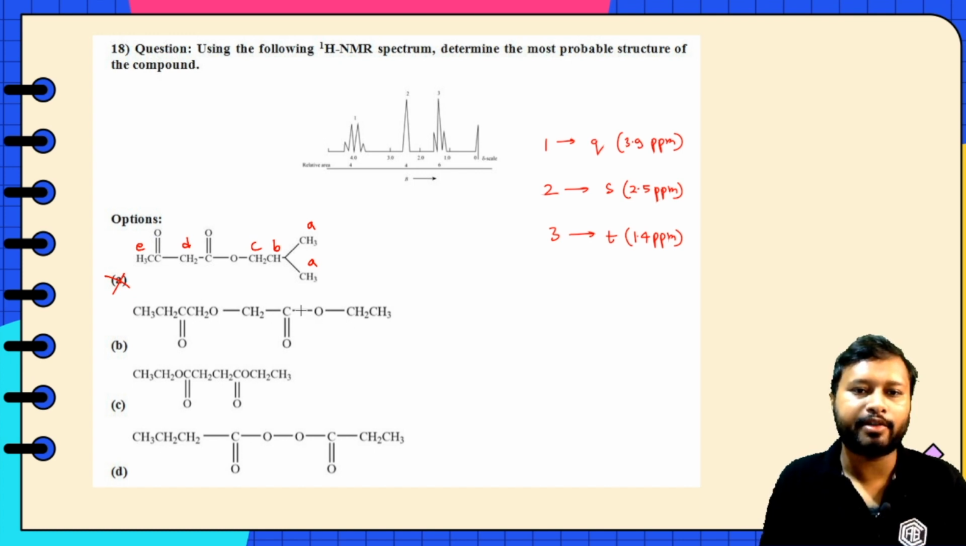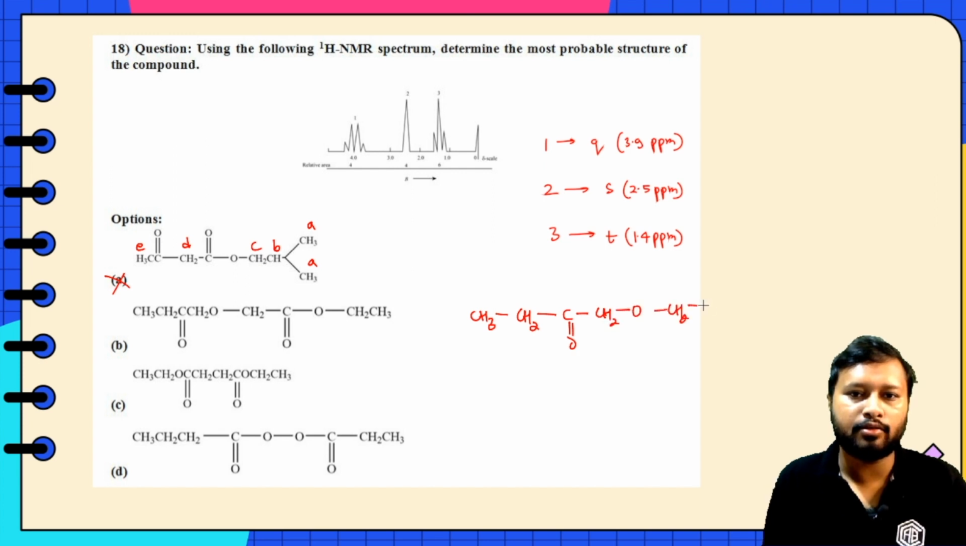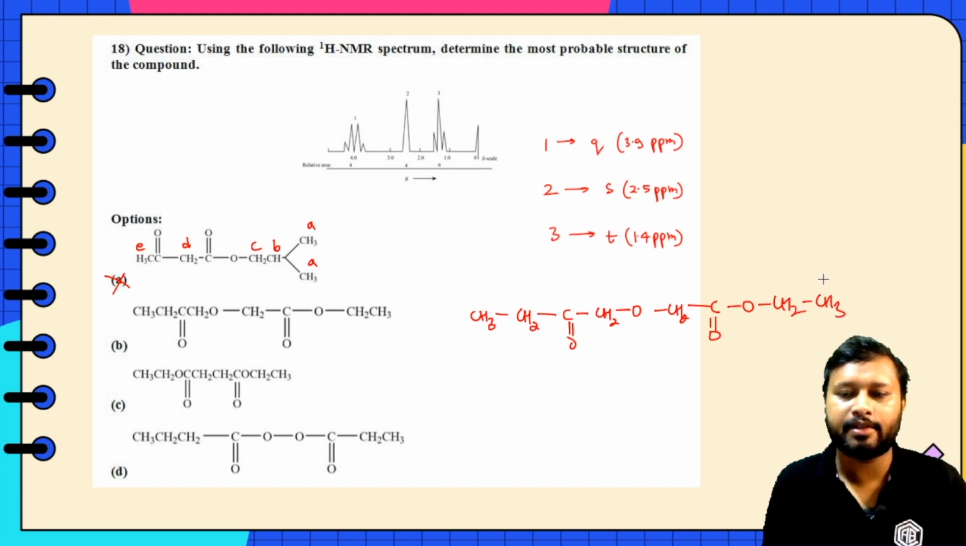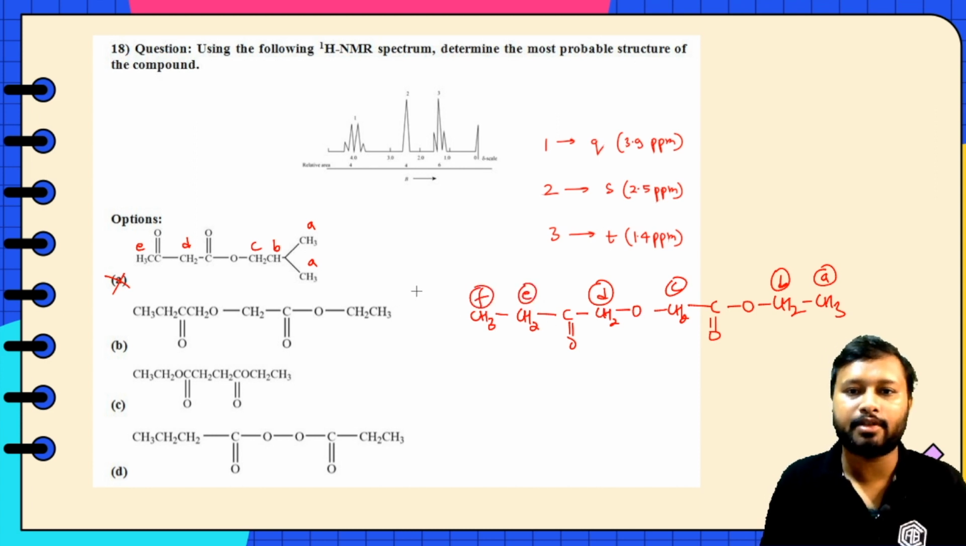That is because if I draw it properly, this is CH3, CH2, C double bond O, then you have CH2O, CH2, C double bond O, O, CH2, CH3. Now if you number it up, so this is type A, type B, type C, type D, because all of them are different, then type E and type F, 6 types of signals, which is not correct. You see the molecule is not symmetrical actually, so option number B is also incorrect.